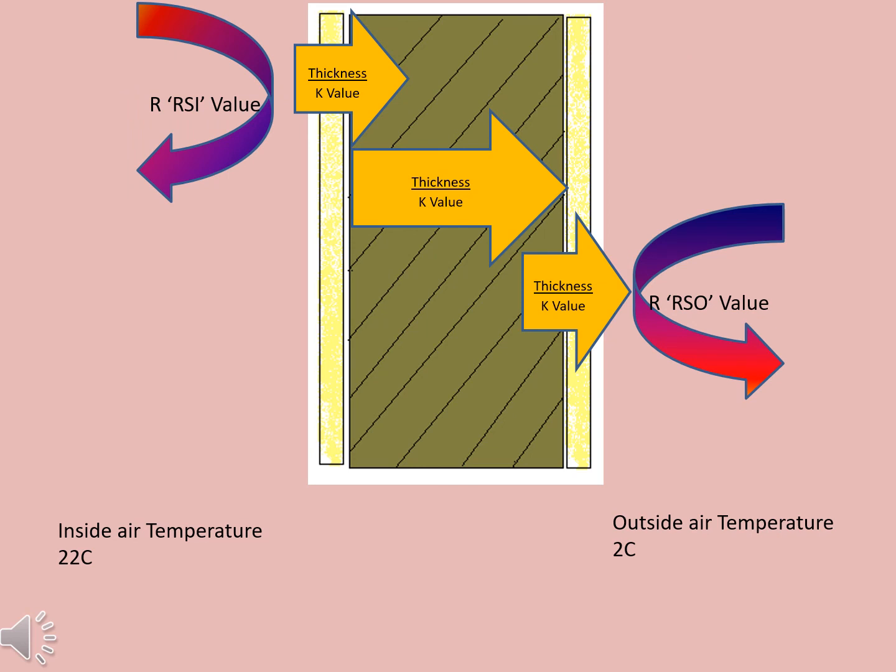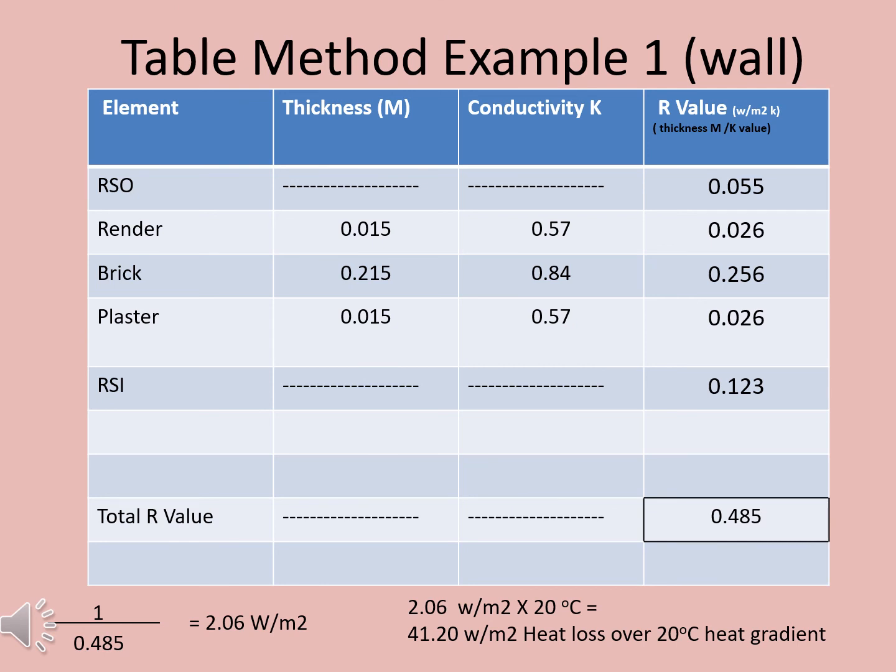If in this example we had a temperature of 2 degrees outside and 22 degrees inside, we have a total difference of 20 degrees centigrade. This is a 20-degree gradient of heat transfer. To work out the total amount of heat loss for 1 meter square of wall, we simply have to multiply the U value by the difference in temperature. Therefore, to work out the total heat loss for a 20-degree heat gradient, we multiply the U value by 20. This gives us a total heat loss of 41.20 watts per second.